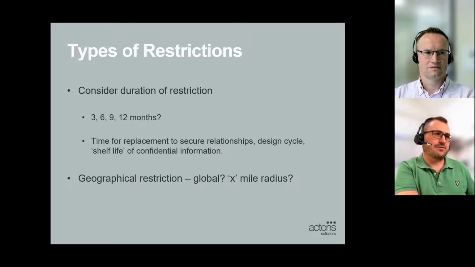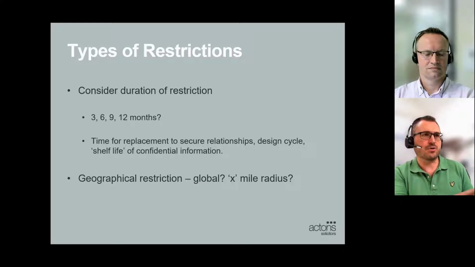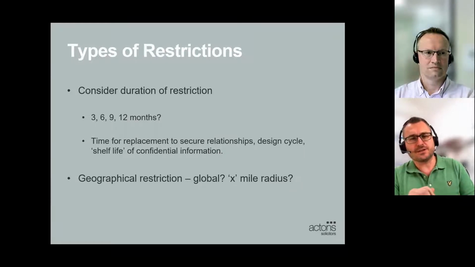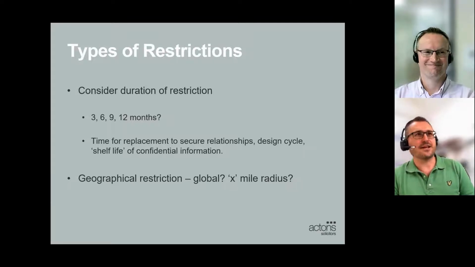And then things like geographical restriction, again, often comes up. Could you have a global restriction where you're preventing somebody from joining a competitor anywhere in the world? Do you limit that to a certain mile radius around your offices or where you operate? I think the example that often was used in textbooks was hairdressers. You couldn't go join another hairdresser within a certain range because you would pinch the clients within that geographical limit.